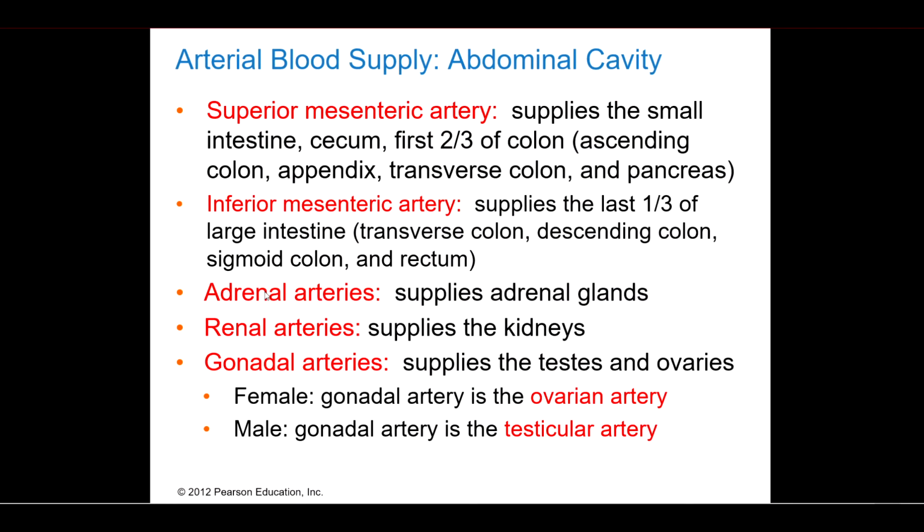The adrenal arteries are nice and easy. You're going to find them going to the adrenal glands. The renal arteries are going to go to the kidneys, right? So you'll have a left and right adrenal and a left and right renal, right?